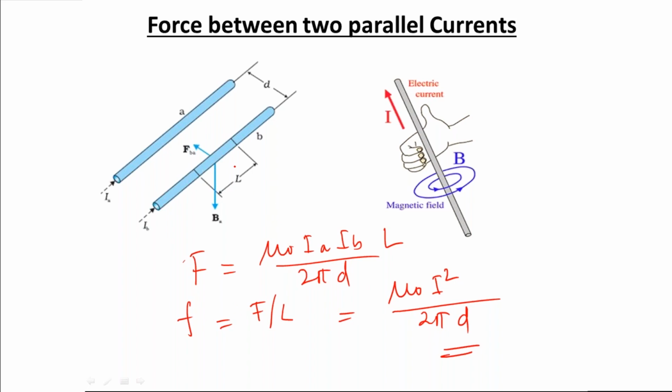Remember this thing. From here they can ask you to derive the force between the wires, and they can ask you to define ampere, the unit of current. Define the SI unit of current. The SI unit of current is ampere, right? So that you have to define from here. We can easily define this.